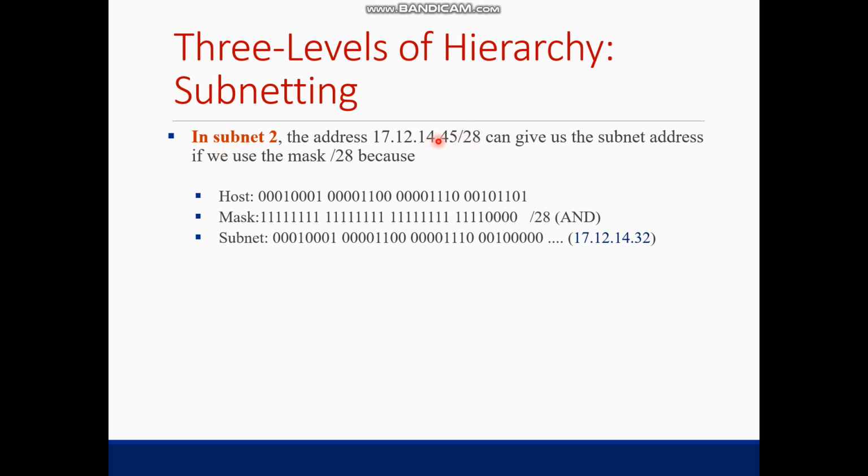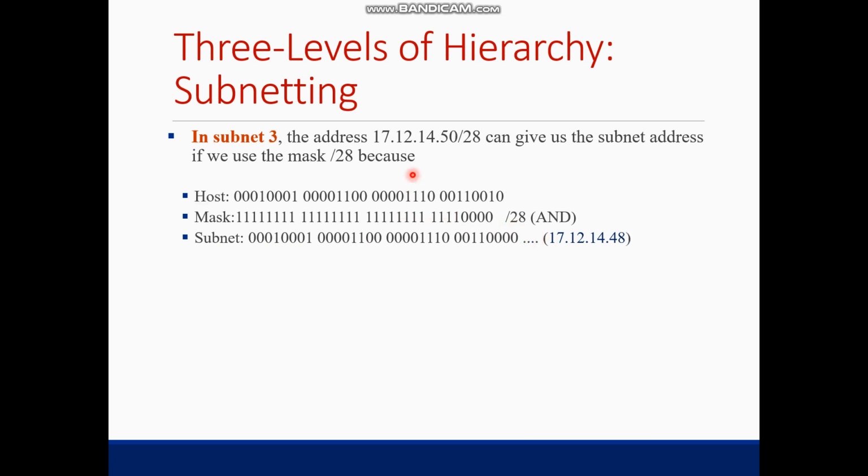So 32 minus 28 is going to be 4. So the four rightmost bits are going to be 0, ending that IP address in binary notation, and we will get this one. This is going to be the mask of the second subnet.